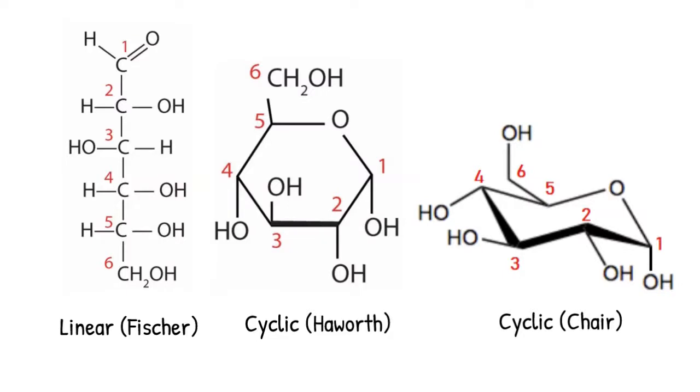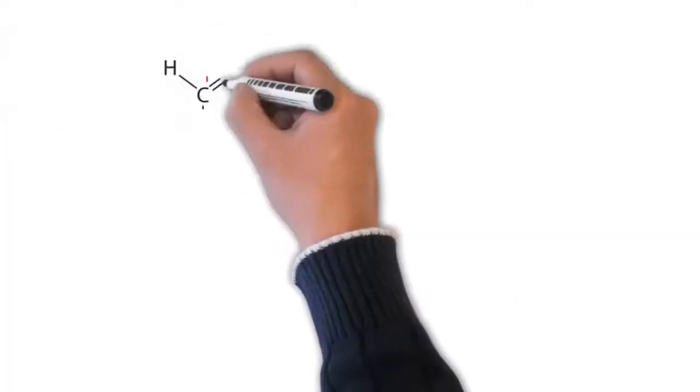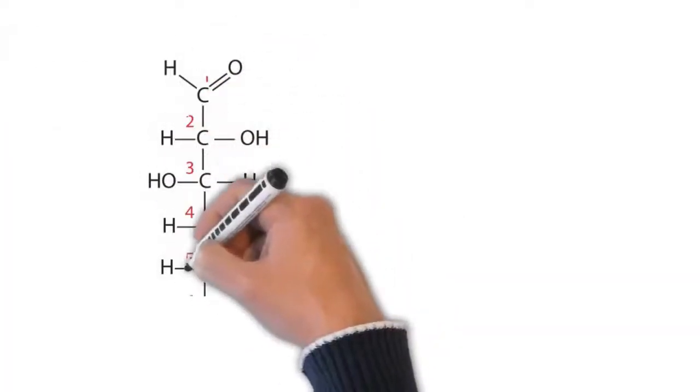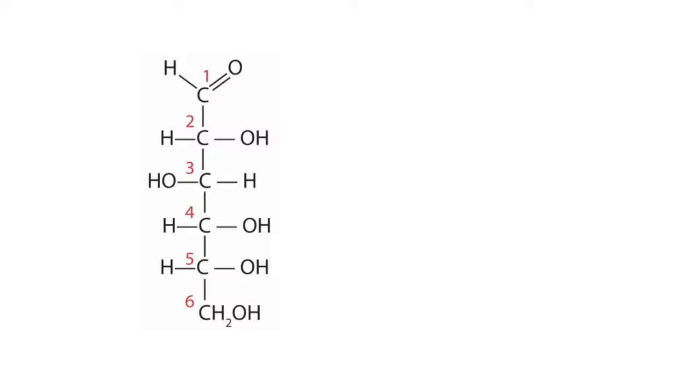Though they look completely different, these two forms are actually the same molecule. They are freely interconverted in solution due to the interactions between water and its many polar groups. Let's start with the linear structure of glucose and try to form the ring structure from it.